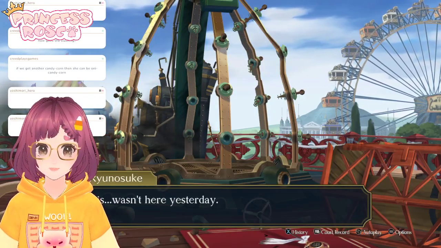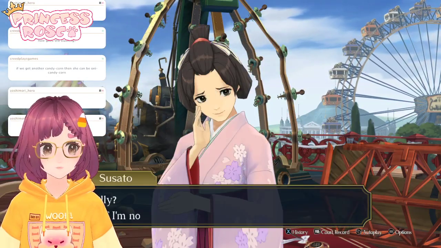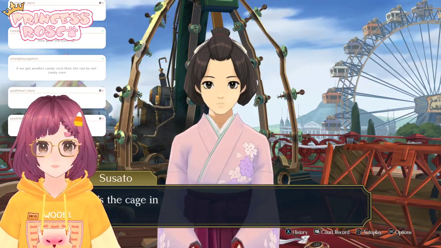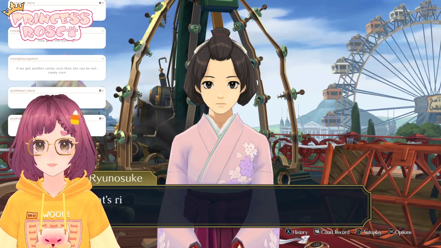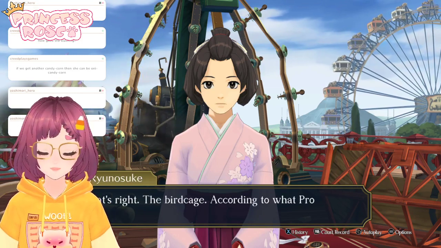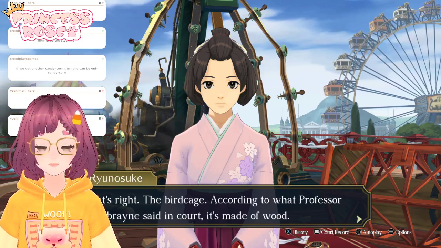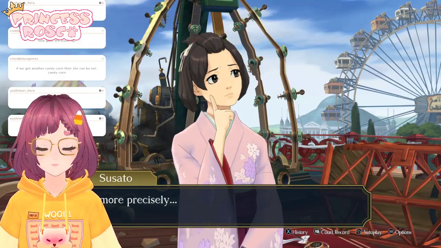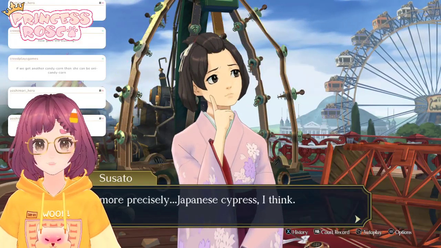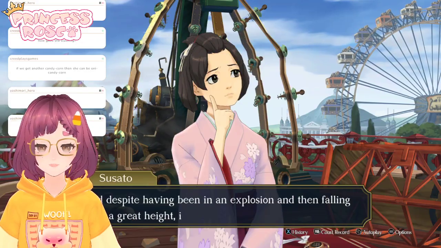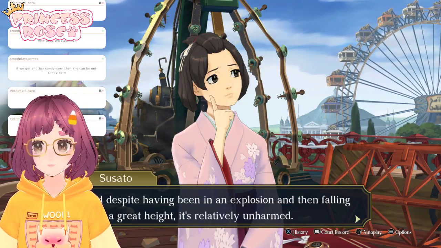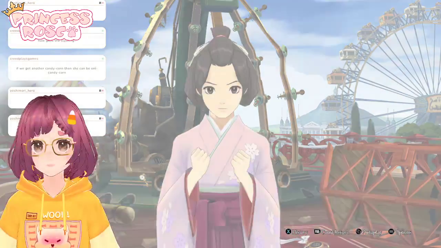This wasn't here yesterday. Really? But if I'm not mistaken, it's the cage in which the victim was standing before he apparently beamed through the air. That's right, the bird cage. According to what Professor Harebrain said in court, it's made of wood. Or more precisely, Japanese cypress, I think. And despite having been in an explosion and then falling from a great height, it's relatively unharmed.